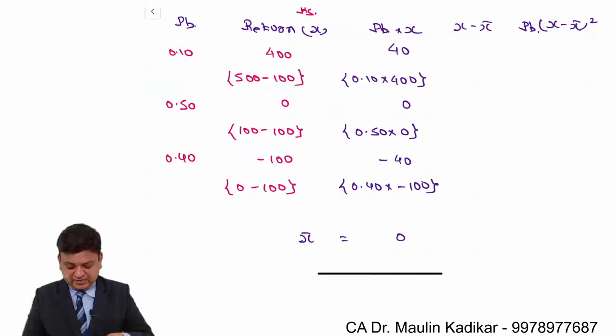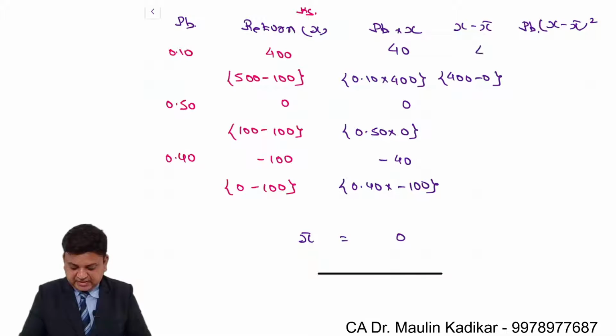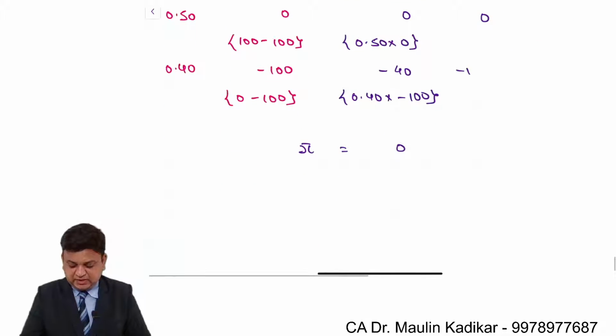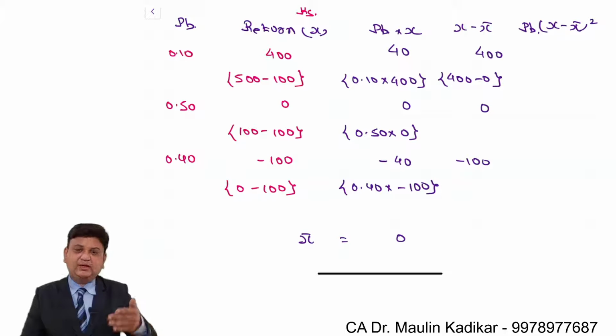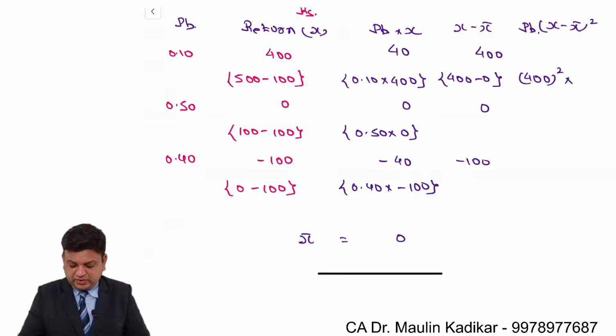Then x minus x bar. So it is 400 minus 0, that comes to 400. 0 minus 0 is 0. Then in that case it is negative 100. This is the way x minus x bar is calculated. Then x minus x bar whole square into probability and the summation of the same. That is the way we will compute the variance. So square of 400 into 0.10 comes to 16,000.